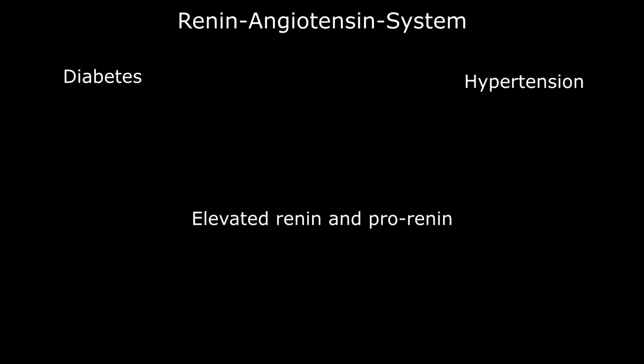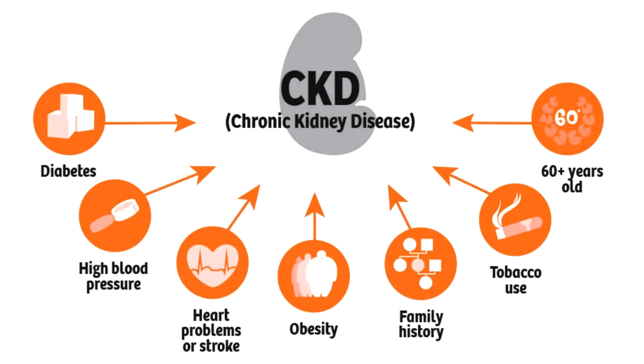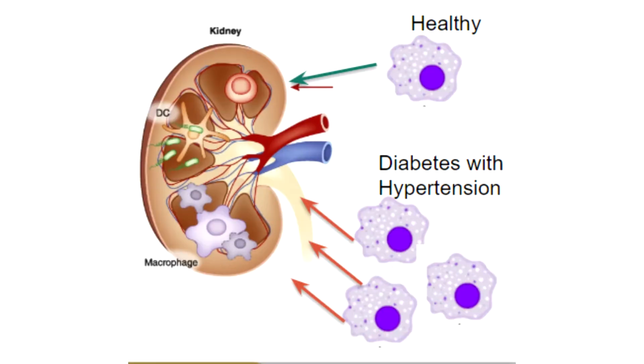This system is often overactivated in disease states such as diabetes and hypertension, with an elevated level of renin and prorenin circulating the bloodstream. Diabetes and hypertension are frequently comorbid and can both lead to chronic kidney disease. However, it is not well understood if diabetes or hypertension is the primary cause of CKD. Damage to the kidneys from both disease states is caused by chronic inflammation of the vasculature and glomeruli.